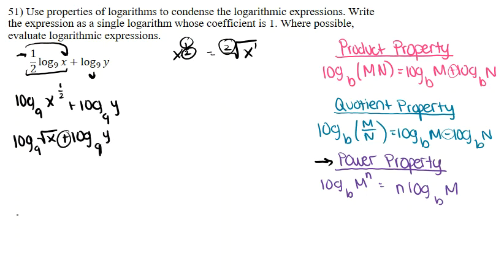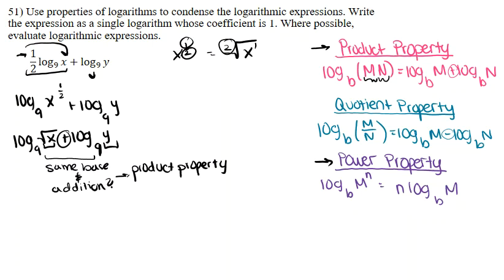So we can see that this is addition between the two terms. And looking back at our properties, we know that the product property has addition between them. So since it's addition, that means the two terms are multiplied by each other, meaning x and y are multiplied by each other because they have the same base. So since we know it's product property, it's going to be rewritten as log base 9. I'm going to go ahead and put a parenthesis so we know how to separate them, of y multiplied by the square root of x.